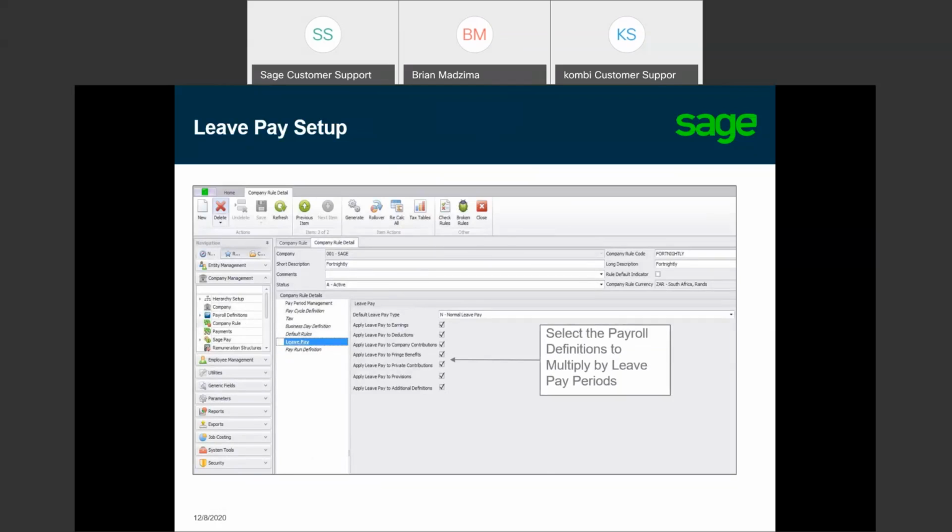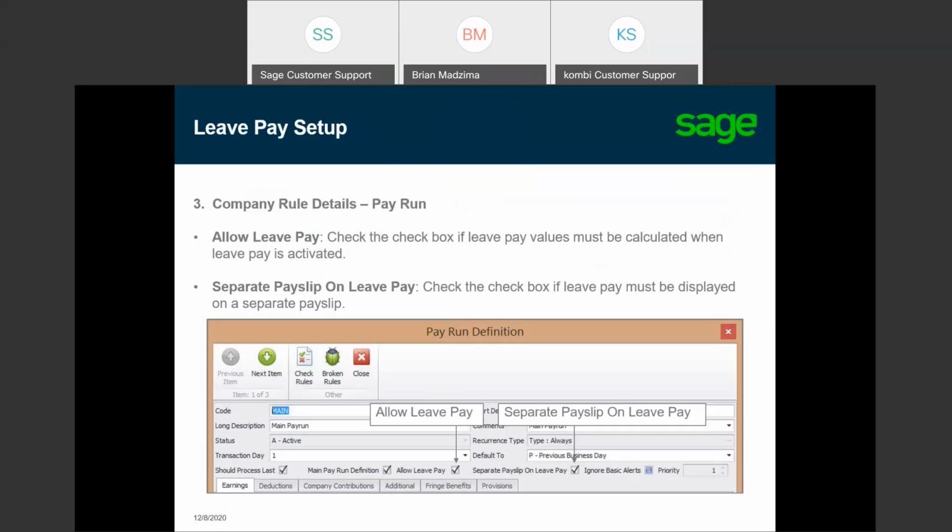So as we discussed earlier, when we had the screenshot, you'll select the payroll definitions to multiply by leave pay periods. So let's also have a look at some of the options we have available on company rule details under the Payrun definitions. There are options there, as you can see, with the blocks there, with the description as well. So we have an option to allow leave pay. Check the checkbox if leave pay values must be calculated when leave pay is activated.